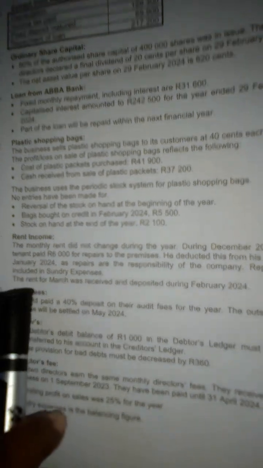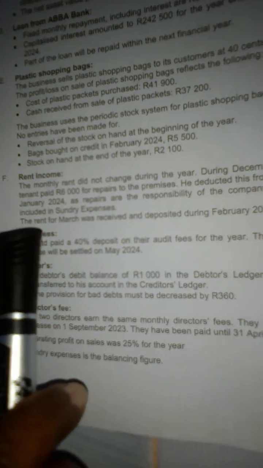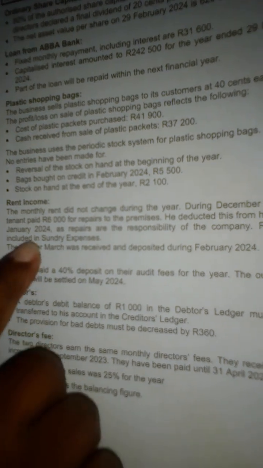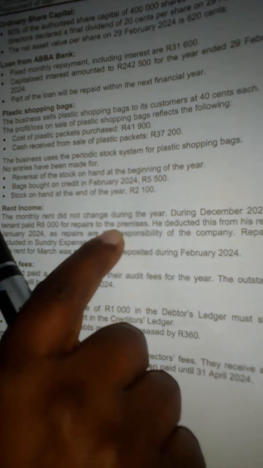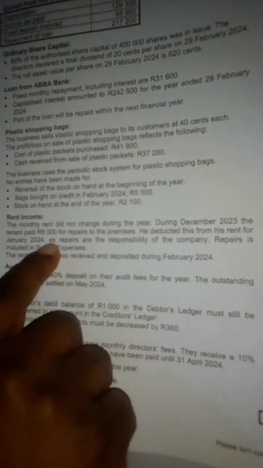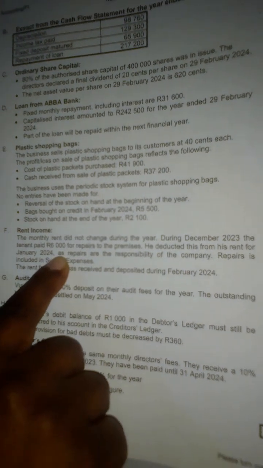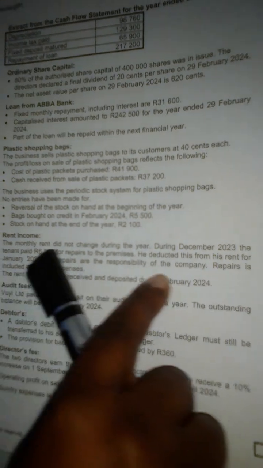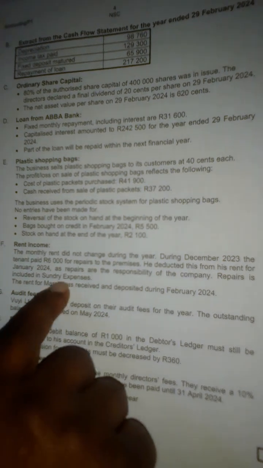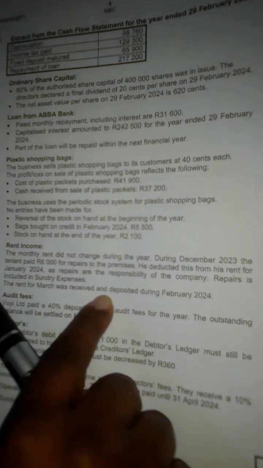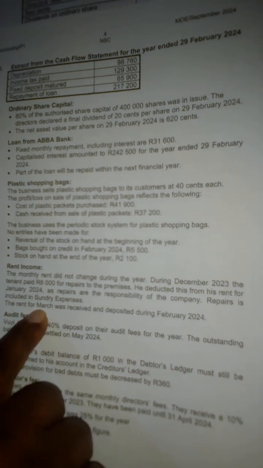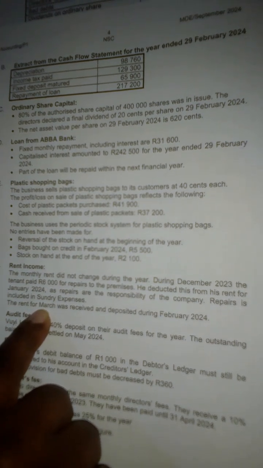So when you read this adjustment, you need to identify the key areas that you are supposed to put in question. The first thing that you have to understand on this adjustment is that he paid 6,000 for repairs to the premises and he deducted this from the rent for January. So in other words, the rent for January was not paid in full because he deducted 6,000. And the repairs are also included in the sundry expenses. The rent for March was received and deposited during February. So it means that the rent income that we are talking about is actually for 13 months.